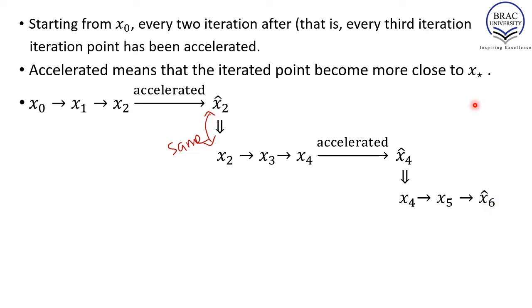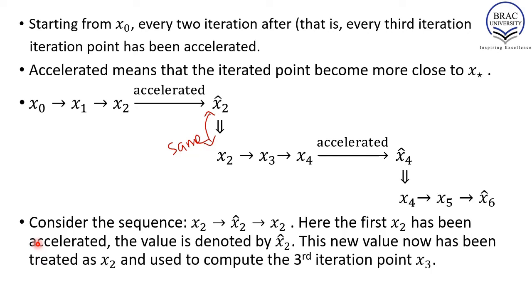So our iteration is applied in here and here and also here. Okay, that's how it continues until we get our error within the bound. So, for example, to further clarify, consider the sequence x2 to x2 hat to x2. That means here x2 to x2 hat, and again x2. What does it mean? It is the following.